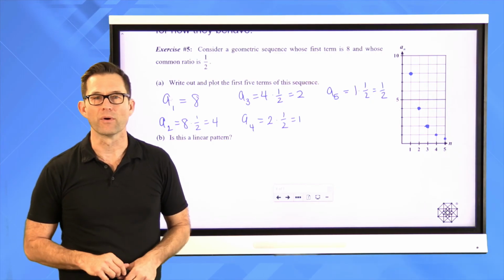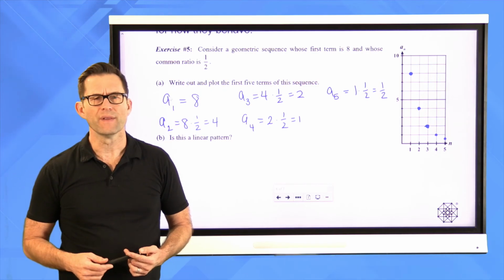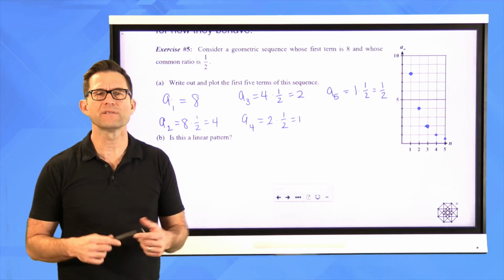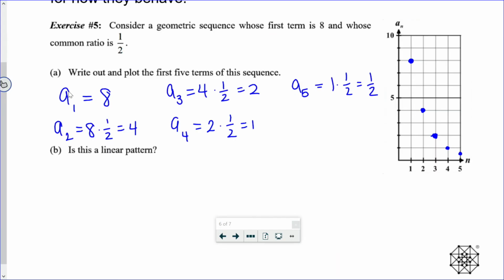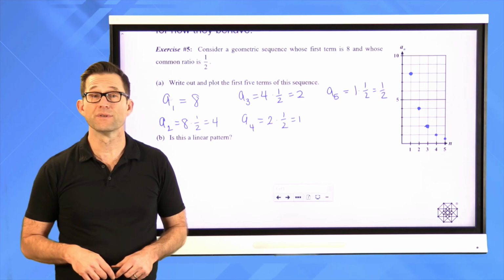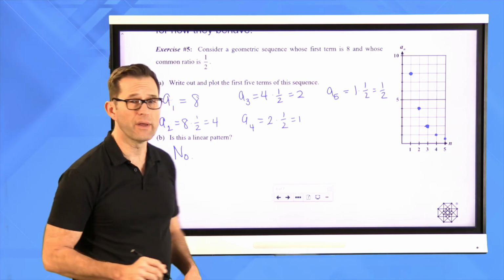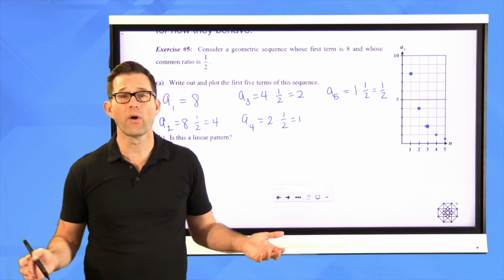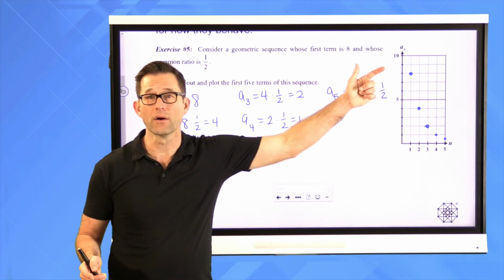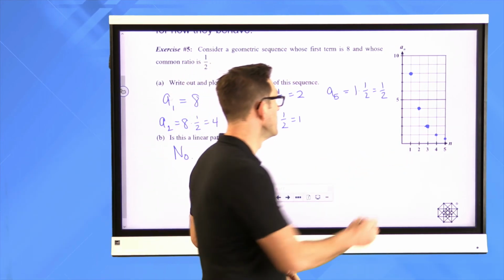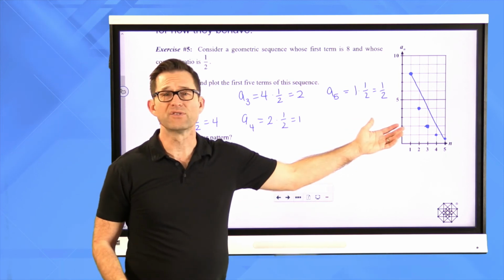But letter B is important. Is this a linear pattern? Well, is it a linear pattern? What does that even mean? Pause the video now and see what you think. And the answer is no. You could justify it in a lot of ways, but one way is simply that these points don't fall on a straight line. If I started a line here and connected it down here, if I connected these two with a straight line, the other points don't fall on it.